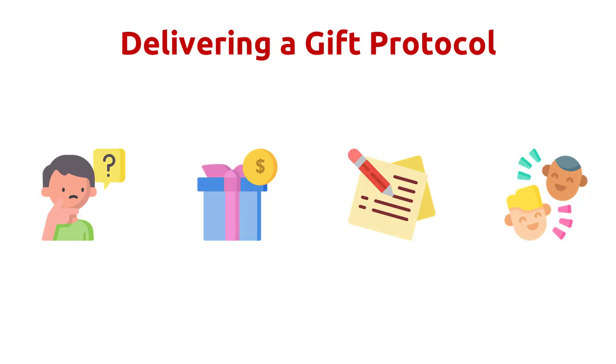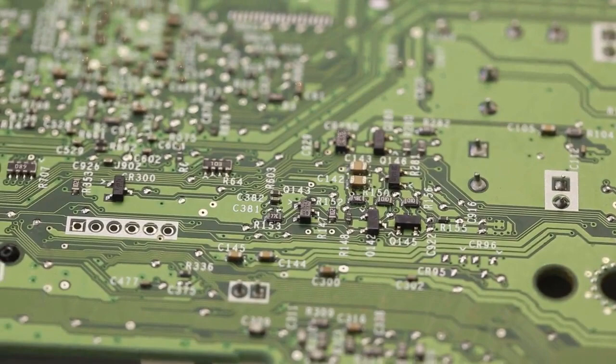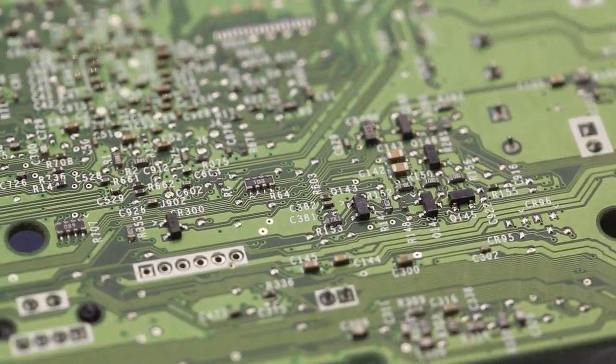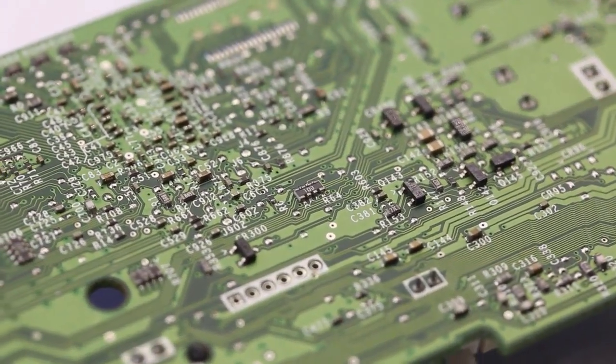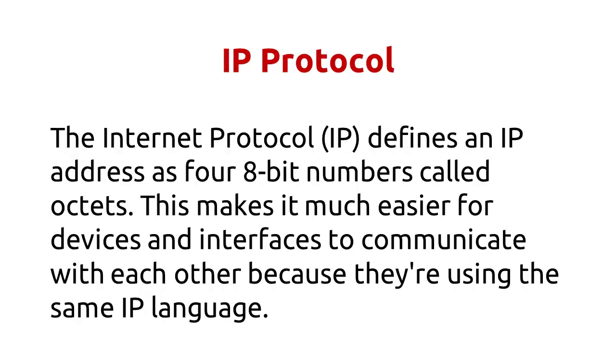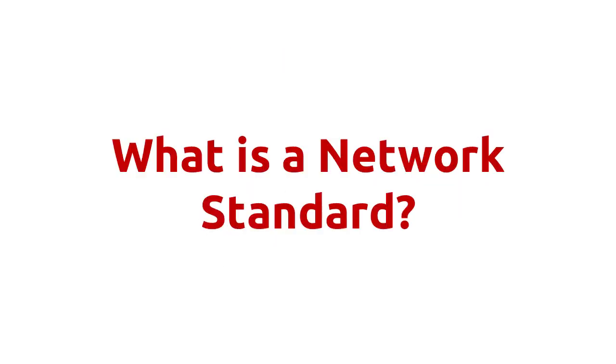Networks work similarly. Like how you follow specific steps to send a package, network elements must follow steps to send and receive data from each other. Network cards must deliver information to operating systems. Operating systems must give data to application programs and so on. Another great example of a networking protocol is the Internet Protocol, IP. It defines an IP address as 4 8-bit numbers called octets. This makes it much easier for devices and interfaces to communicate with each other because they're using the same IP language.